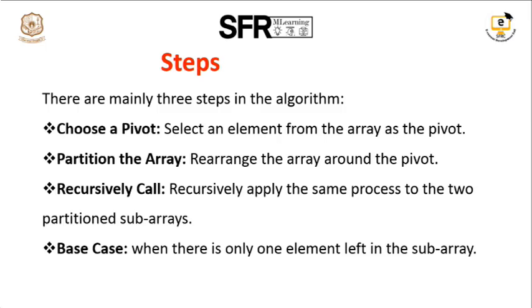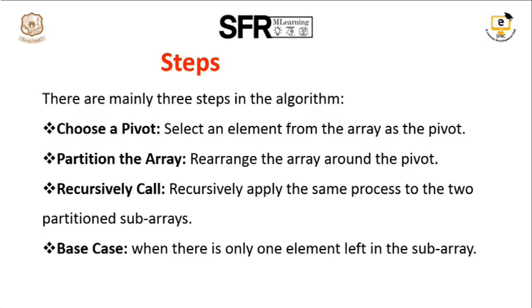Second one, partition the array. Rearrange the array around the pivot. After partitioning, all elements smaller than the pivot will be on its left, and all elements greater than the pivot will be on its right. The pivot is then in its correct position and we obtain the index of the pivot.